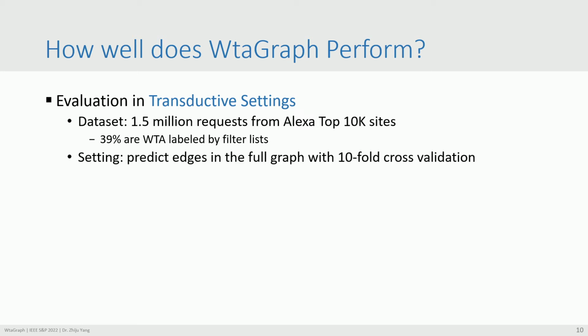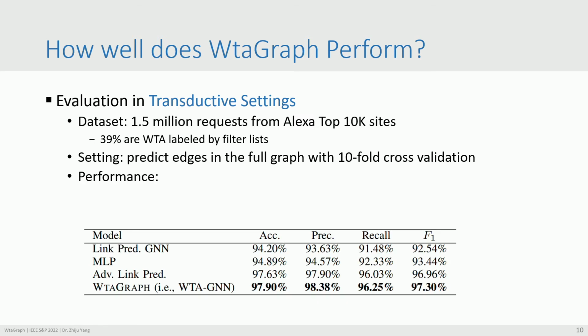And recall a little bit with the transductive setting, what we want to do is that we observe all the data, and we build a graph, we train the model, and we predict the edges. So what we do over here is that we predict the edges with tenfold cross-validation. So this is the performance table that summarizes it.